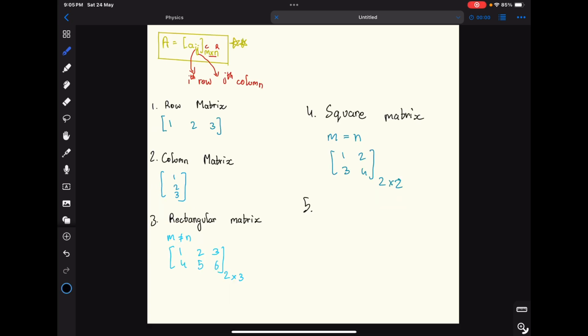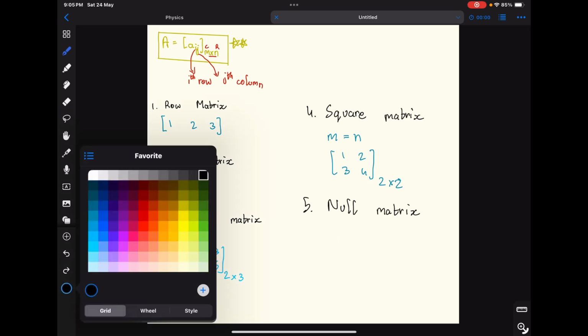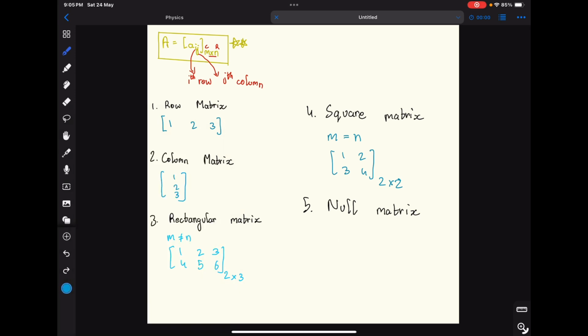Next comes the null matrix. What is the null matrix? The null matrix has all of its elements as 0. No matter how many rows and columns it has, if all the elements are 0, it is called a null matrix. Simple.